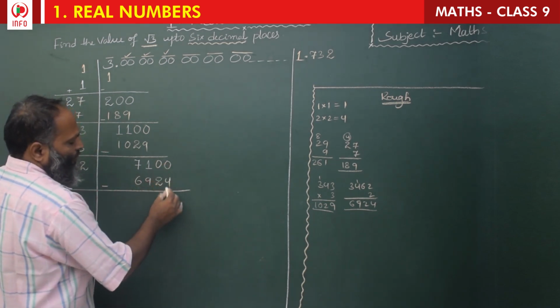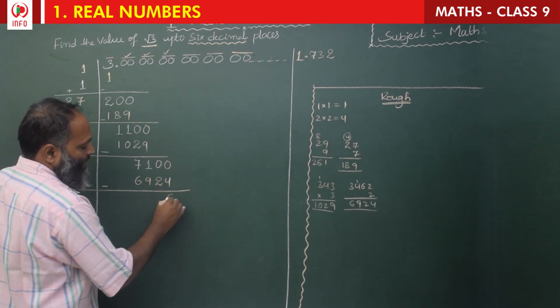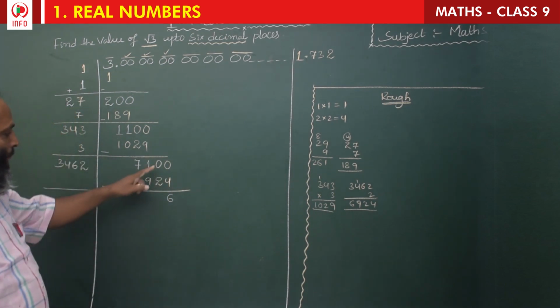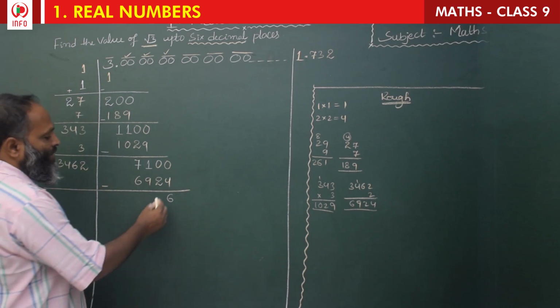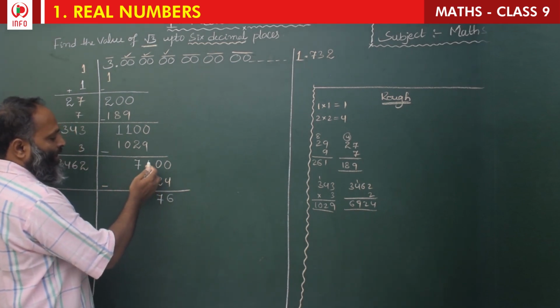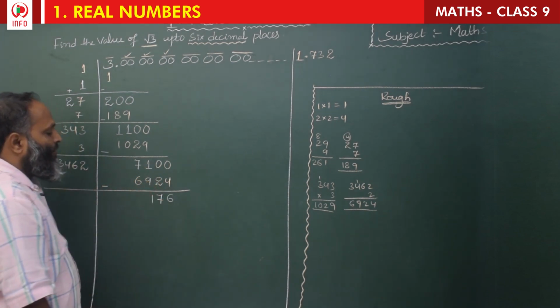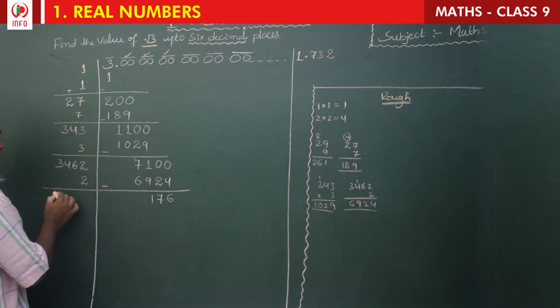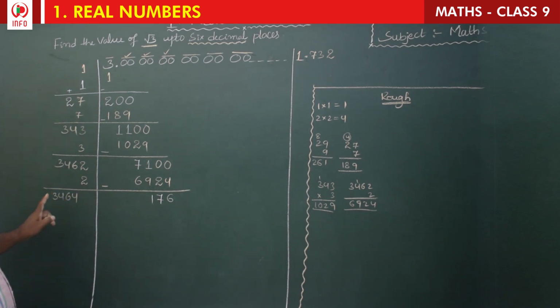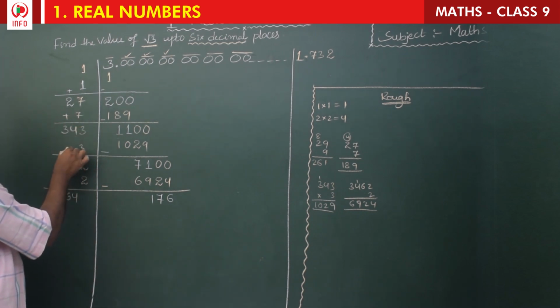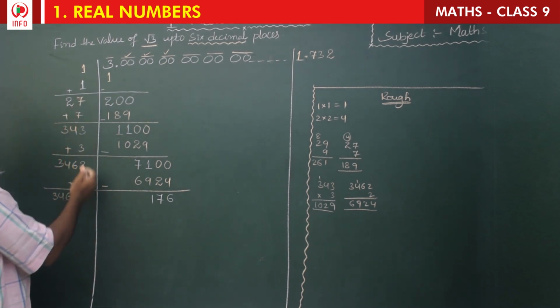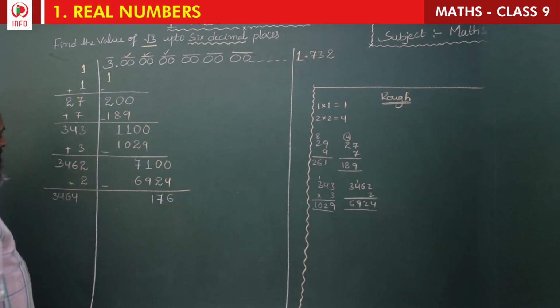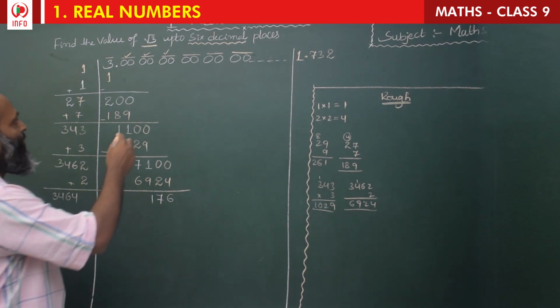10 minus 4 is 6. Then here 9 minus 2 is 7. Here 10 minus 9 is 1. So 176. Then 2 we should add: 3464. Now see here, on each step the last digit we should add. So we should add the last digit one more time. So here more 2 zeros.